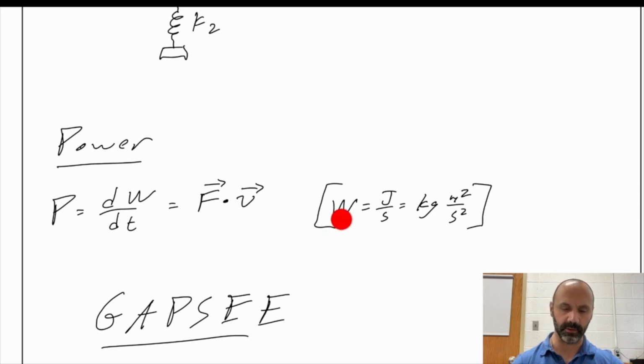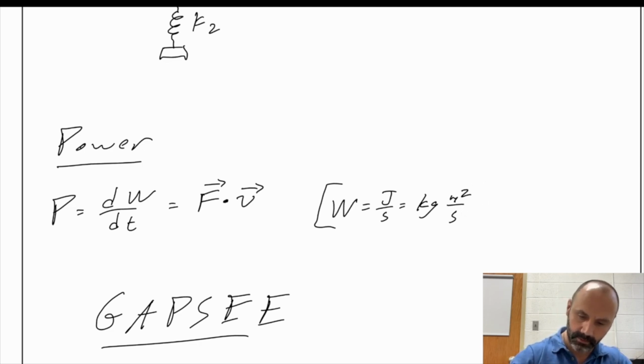It's a little confusing because we have W for work, we have W for watts, but context should always make it clear which capital W we're talking about. So what is watts? Watts are joules per second. If we take joules and divide by seconds, we get kilograms meters squared per seconds cubed. Sorry, meters squared per second cubed.